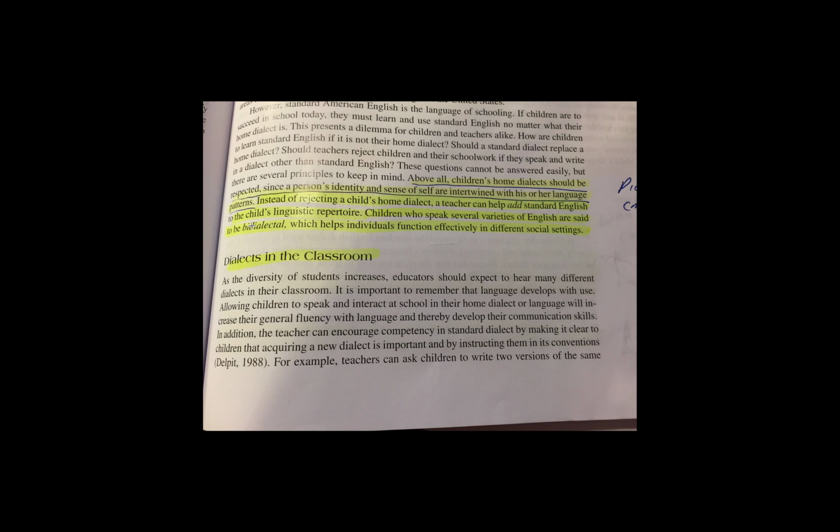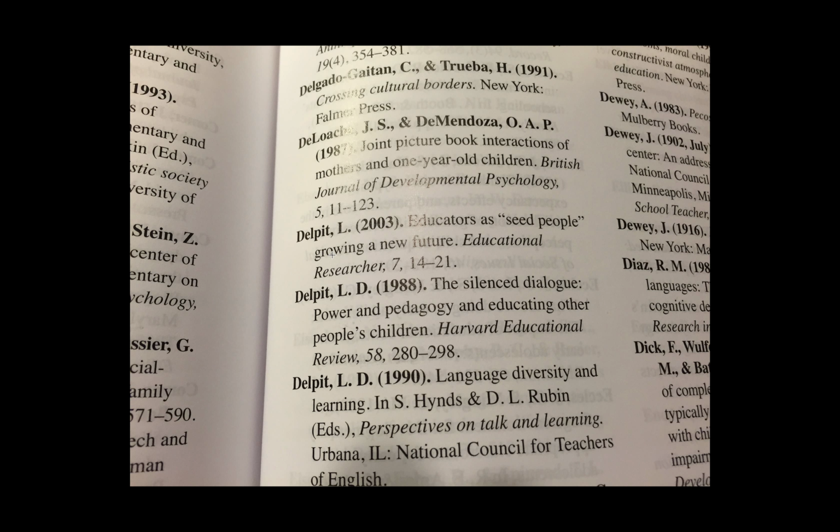But again, I've got several, just to get ideas for articles. I can take this, and then I'm noticing here I see this Delpit 1988 because it's talking about some sentences here. The teacher can encourage competency in the standard dialect by making it clear to children that acquiring new dialect is important by instructing them with its conventions. So it goes on more and more, but the point is, as far as research, it says Delpit 88, and then I go to the back of the book where they've got their citations, and you can see where we're in good shape because this is a journal. See, it's italicized here.